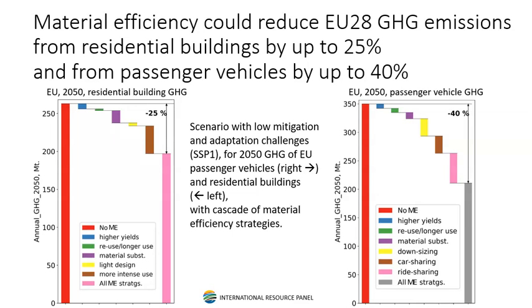Overall, on the building side, you can see we can have an additional emissions reduction of 25%, whereas on the passenger vehicle side, we can have an additional emissions reduction of 40%. So these are quite substantial numbers that can be introduced by material efficiency that come on top of emissions reduction from more efficient products and from renewable energy supply.